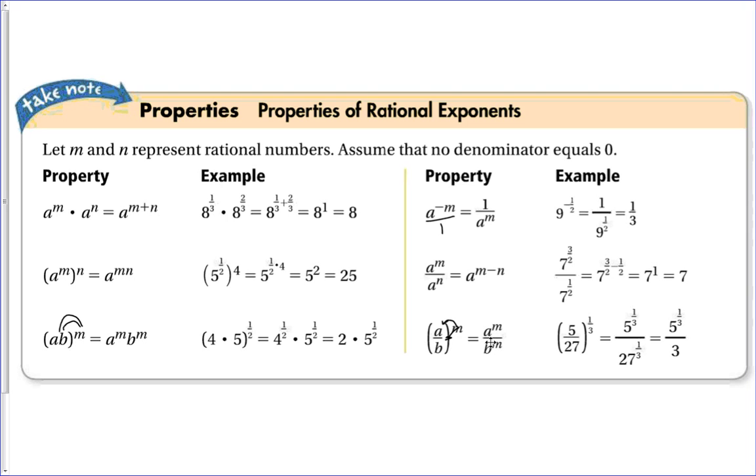Like I said, this chart was really just a refresher. This is things you should already know. And also remember, denominators cannot equal 0. Okay?